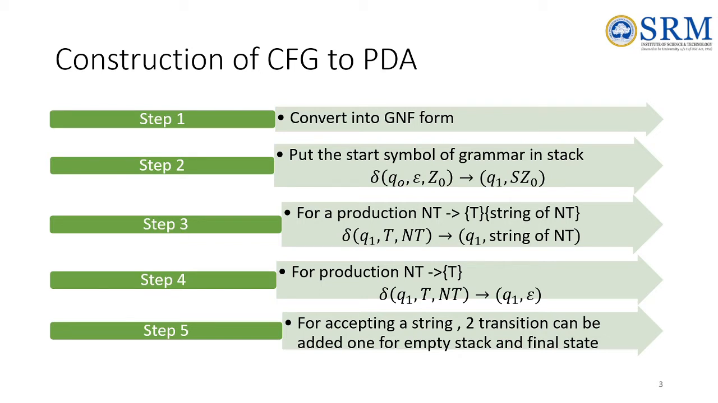In Greibach normal form, a non-terminal gives a terminal, or a non-terminal gives a terminal with a closure of non-terminals. So the first step of converting to a PDA is to convert your grammar into GNF. GNF has two forms: either a non-terminal gives a terminal, or a non-terminal gives a terminal followed by a string of non-terminals. So what is the theorem for construction of a PDA from a CFG? The theorem gives two rules.